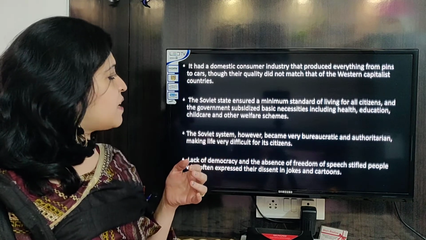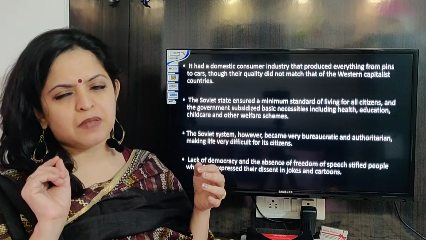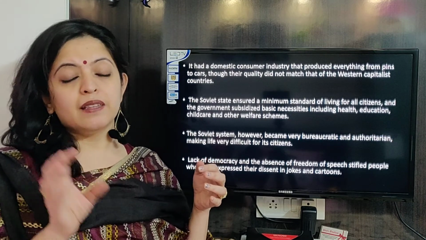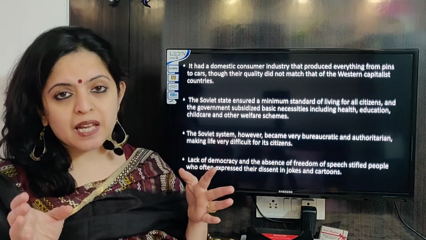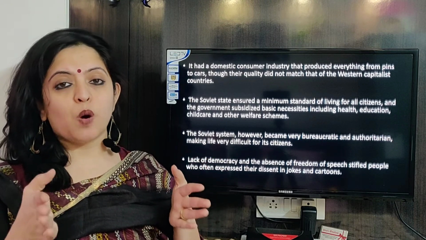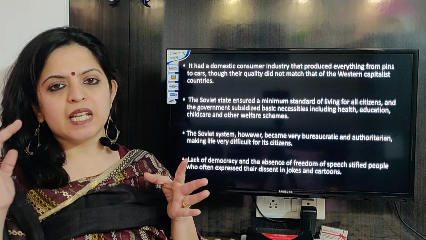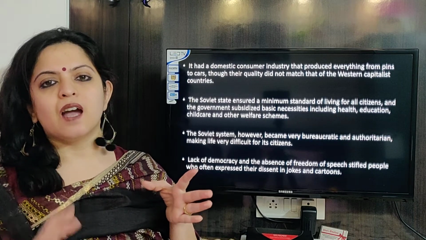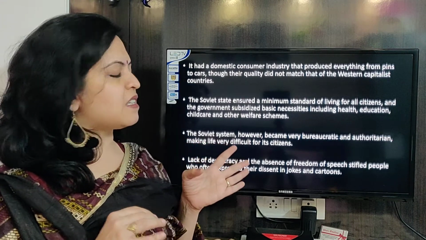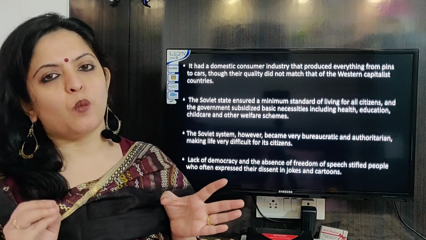Then the Soviet state ensured the minimum standard of living to all its citizens. It is something very commendable, something very remarkable that you need to remember, that USSR का जो economy है वो इतना अच्छा हो गया that a minimum standard of living was given to everybody, every family, and poverty levels started declining like anything. Alright, then the government subsidized basic necessities including health, education, childcare and other welfare schemes.